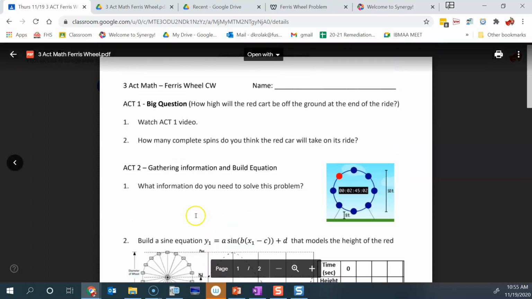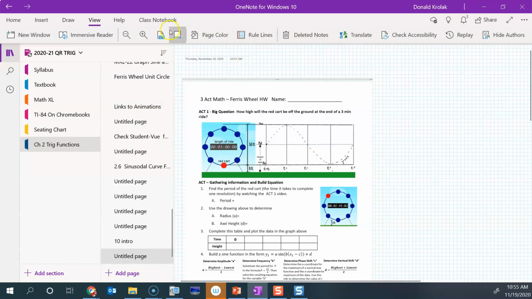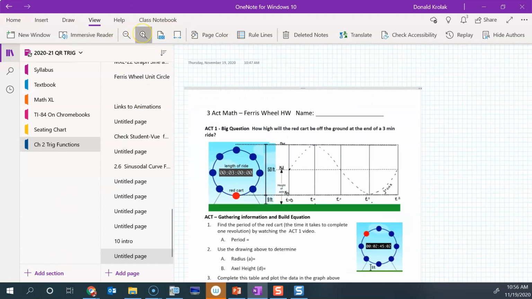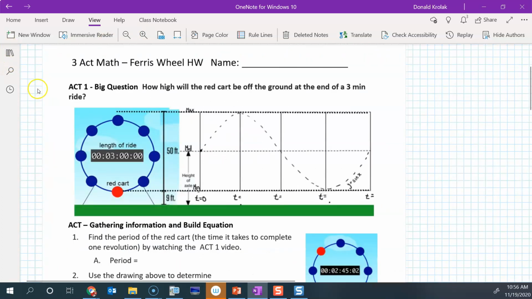All right, so what you're going to be seeing here. Okay. So you get on this Ferris wheel at the red cart. Okay. So on yours it just says red cart because it's black and white paper. So the red cart is down here at the bottom.